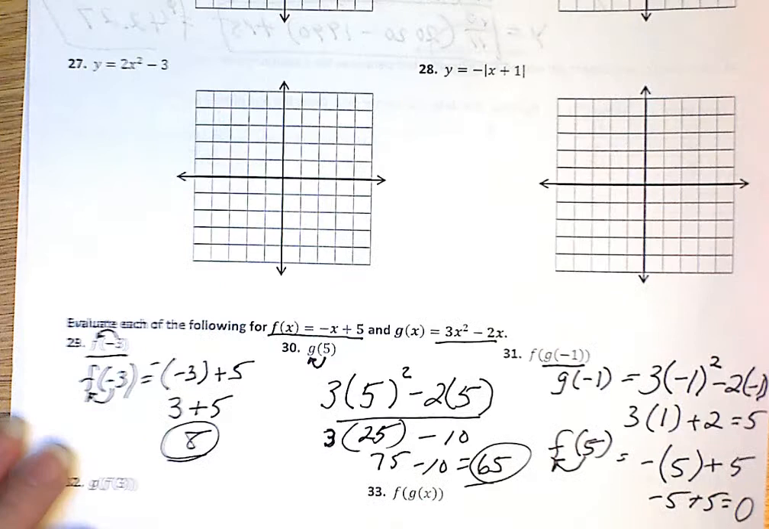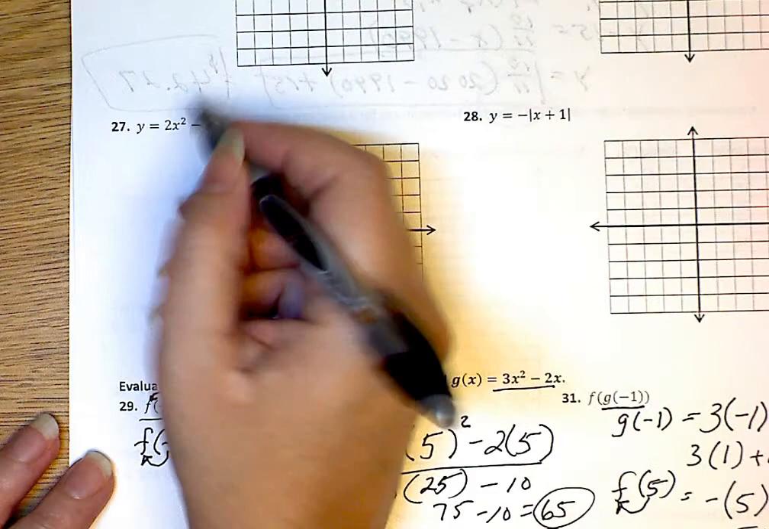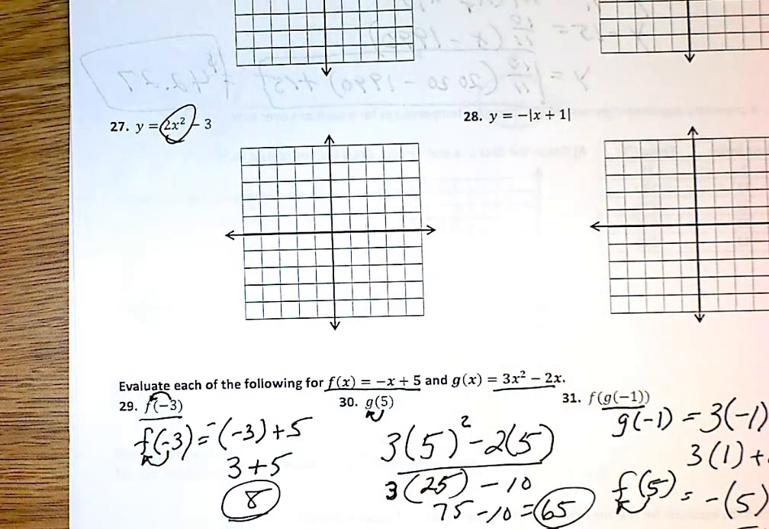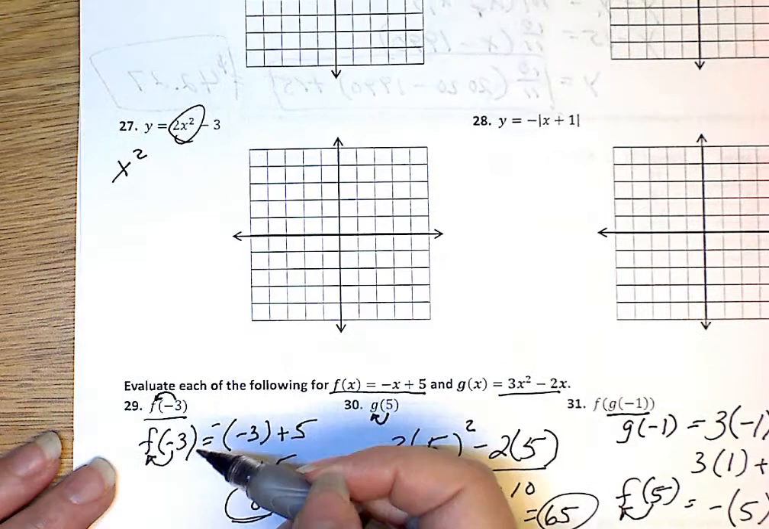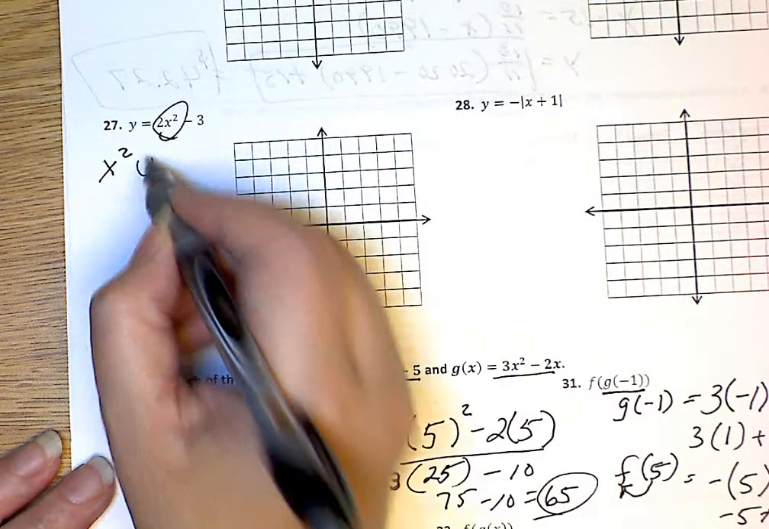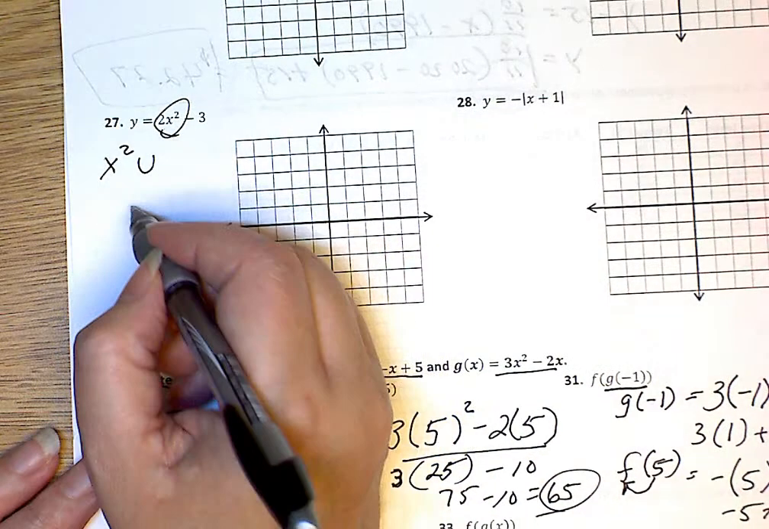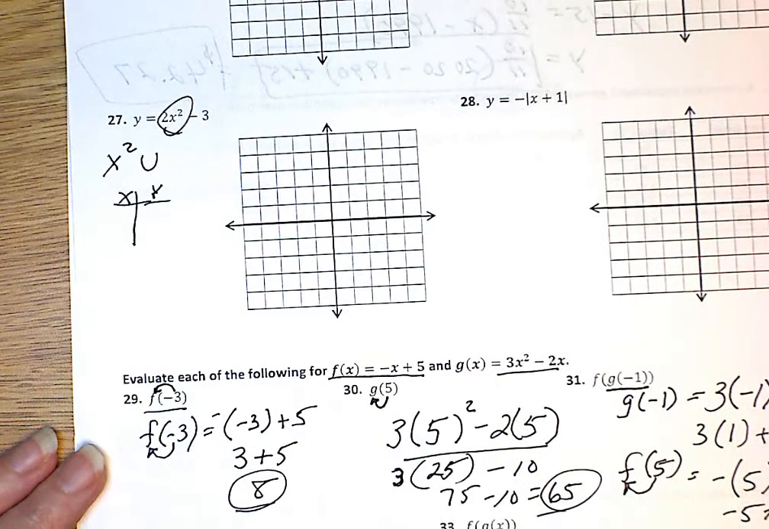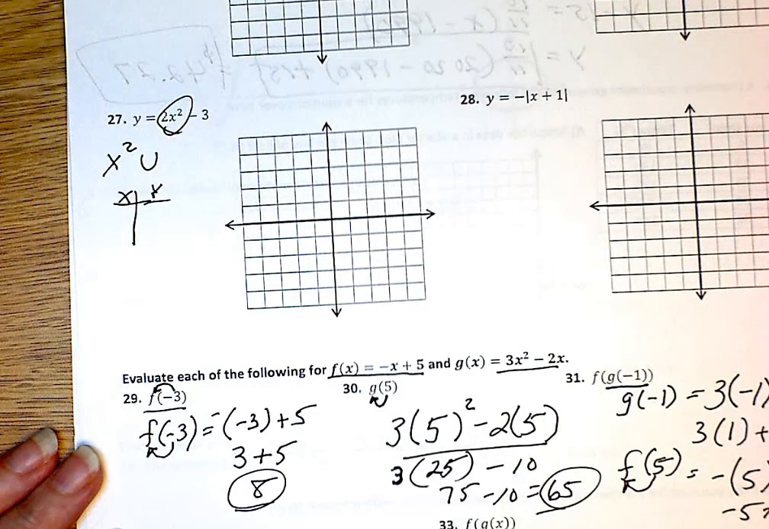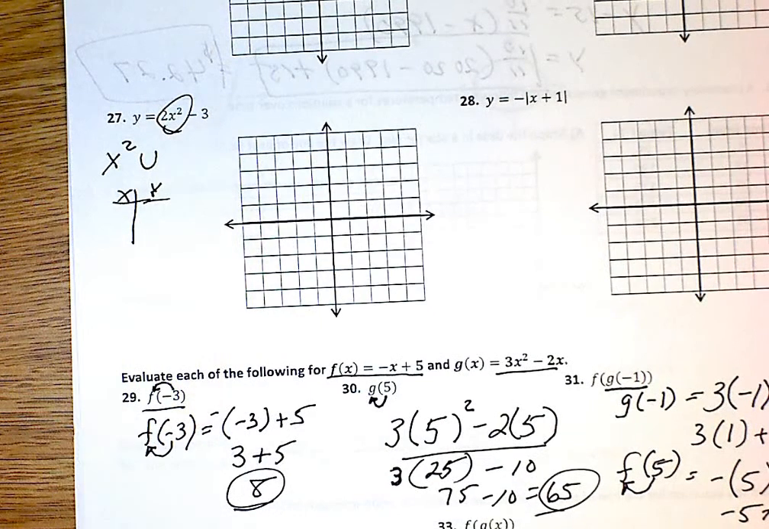As soon as you guys see x squared, what do you need to think of? A parabola, a u. So hopefully that helps you. Anytime you see x squared, make sure you think of a u. Once you think of that, then you can do an XY chart. So pick points that are on both sides, positive and negative.